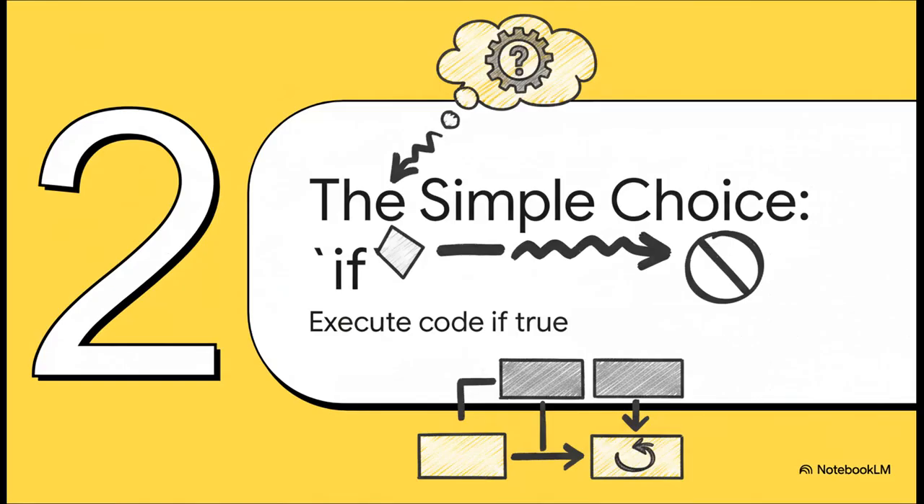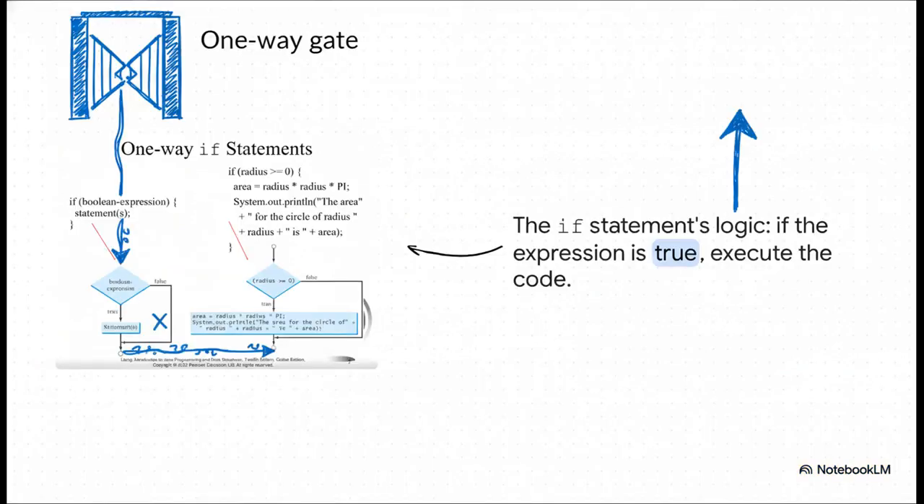Okay, so we know how to ask a question. Now let's use our first tool to do something with the answer. We're going to start with the most fundamental decision-making structure there is, the one-way if statement. This is how you tell your program, hey, run this specific chunk of code, but only if this one condition is true. This flowchart here just shows the logic perfectly, doesn't it? The program is just chugging along until it hits that diamond. That's our if condition. If the answer to the question is true, the code follows the path into that block of code. But if it's false, it just skips right over it and keeps on going. It's literally a one-way gate.